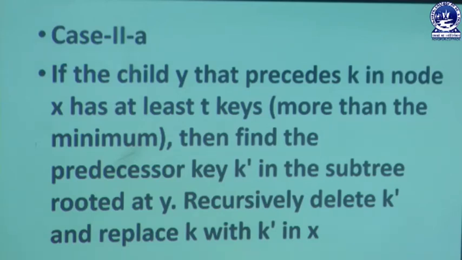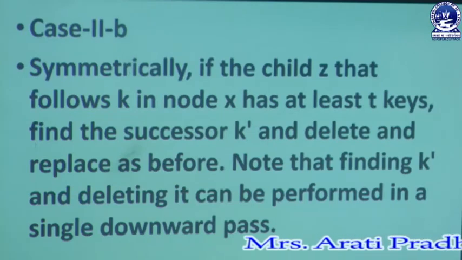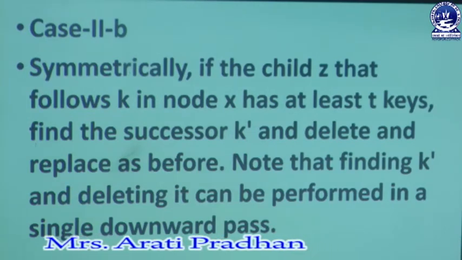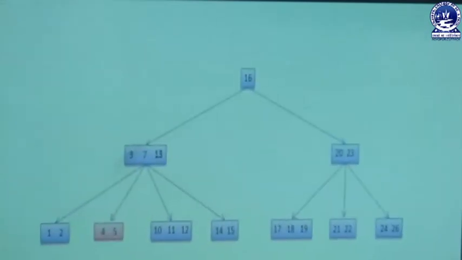Actually it is difficult to understand the rule. Let me first give the example, then again I will explain. Symmetrically, if the child z that follows k in node x has at least t keys, find the successor k dash and delete and replace as before. Note that finding k dash and deleting it can be performed in a single downward pass. If the node is internal, then we have to take care of all these cases.